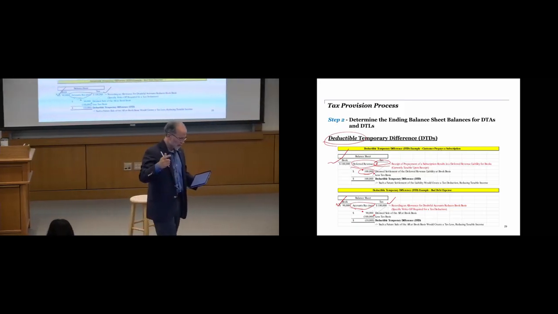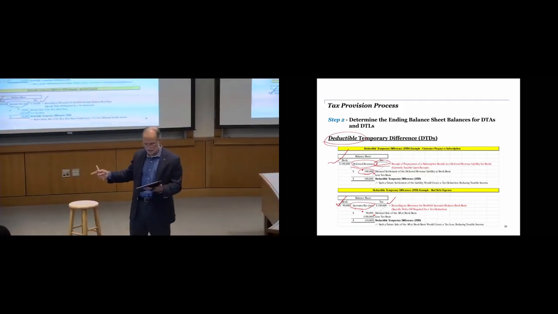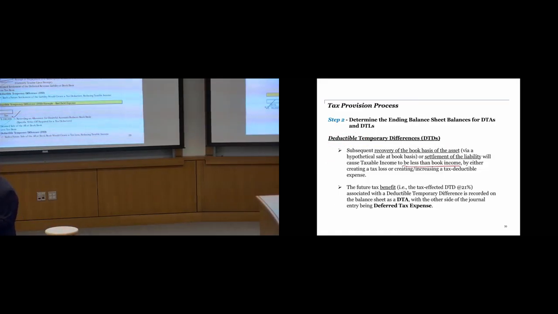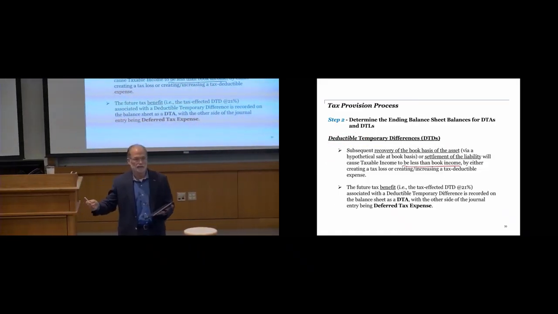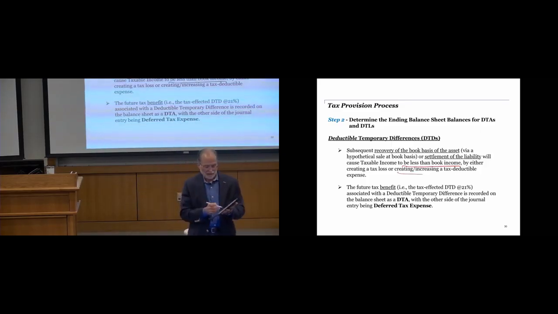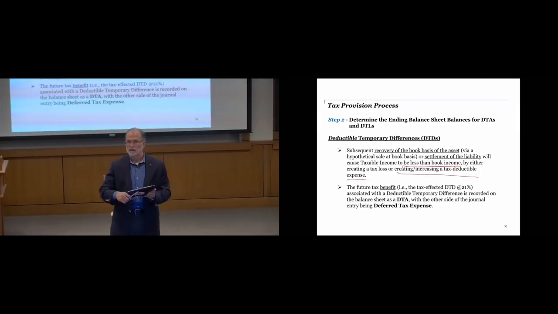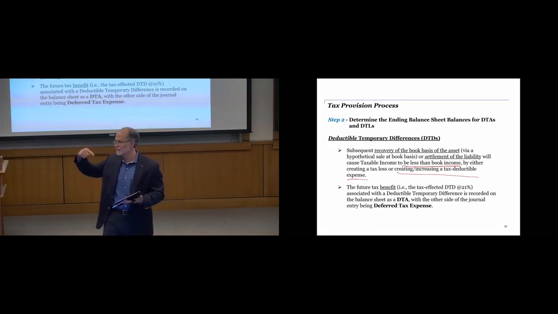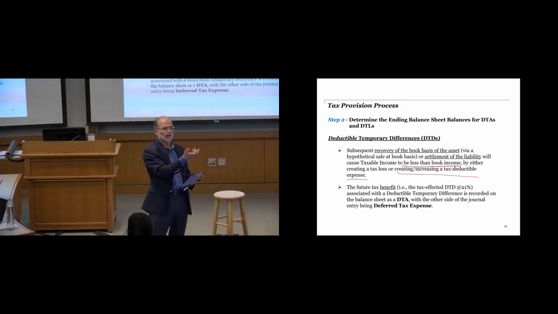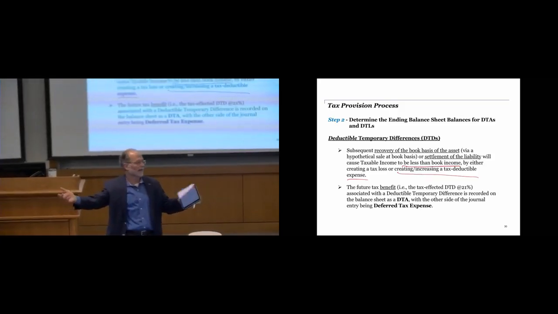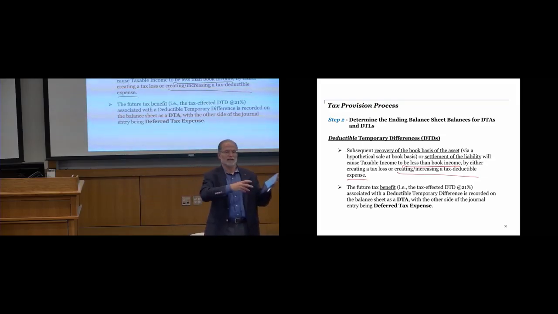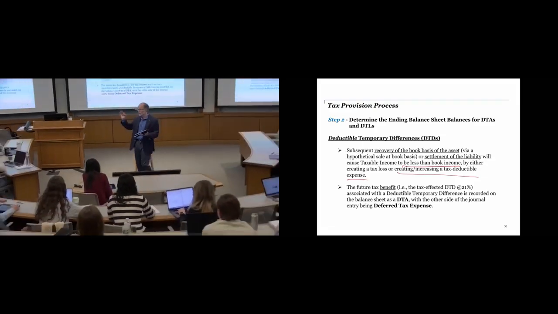Subsequent recovery of book basis of an asset via hypothetical sale or settlement of the liability will cause taxable income to be less than book value by either creating a tax loss or creating or increasing a tax deductible expense. That last part, creating that taxable income loss, that's the deferred revenue example. I have to create something, my debit, to offset my credit that I did for tax purposes, which was revenue. I recognize the revenue, so I got to have a loss so that over time I didn't have any net.